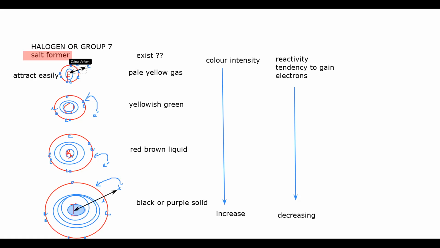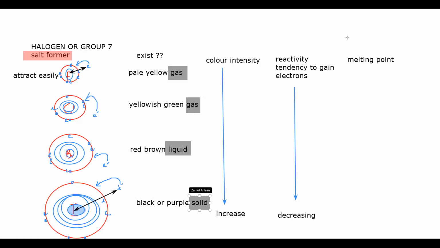What about the melting point? You can identify the melting points from the states. You can see here, fluorine is a gas. Chlorine is a gas. Bromine is a liquid, whereas iodine is a solid.